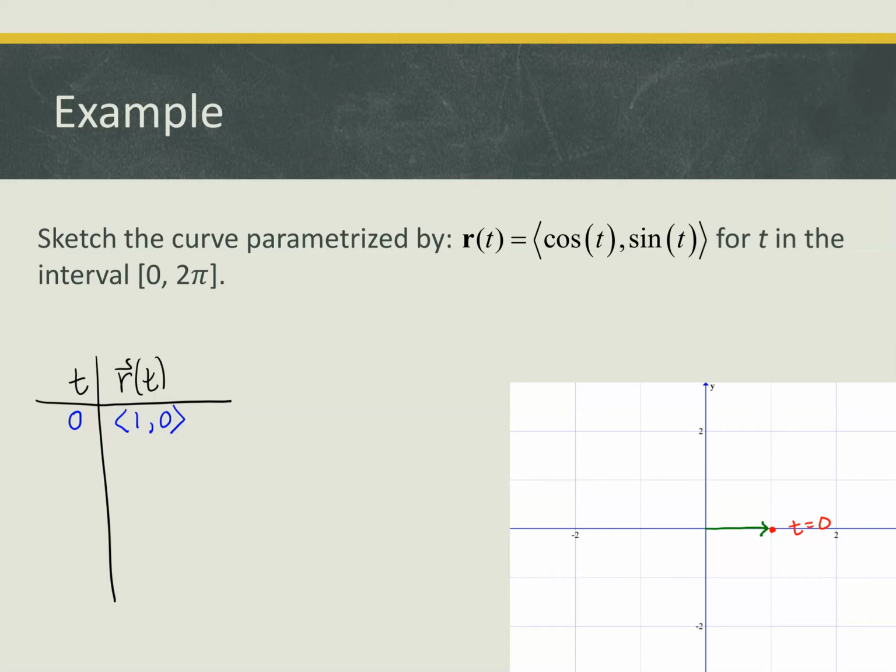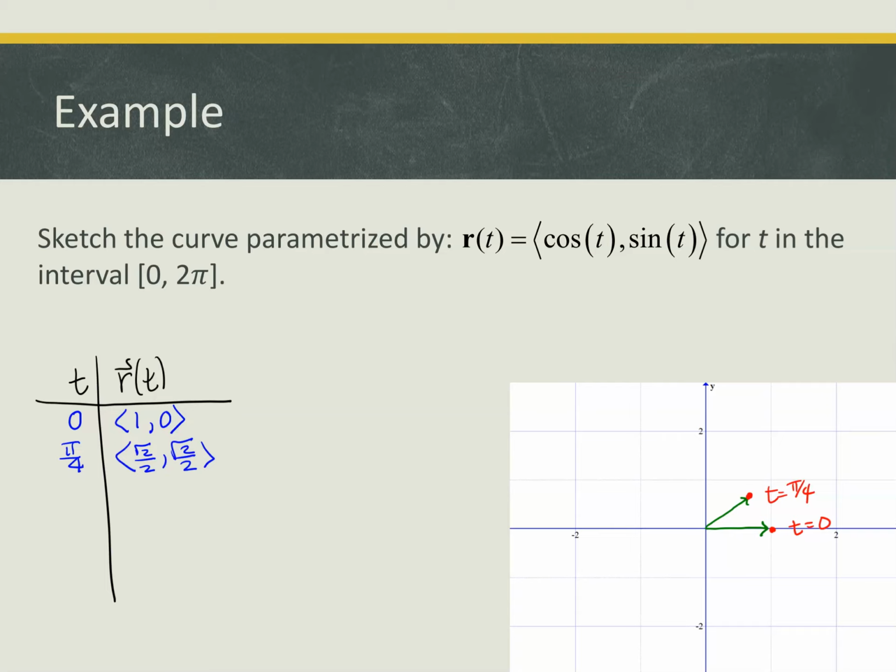Let's pick another convenient point. Let's go ahead and do pi over 4. Cosine of pi over 4 is square root 2 over 2. Sine of pi over 4 is square root 2 over 2. And we can go ahead and estimate those. And that vector would be right about there. About 0.7, comma 0.7. So right there, we're going to have t equals pi over 4.